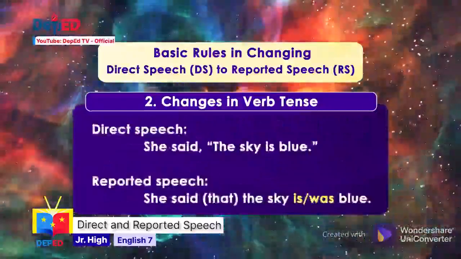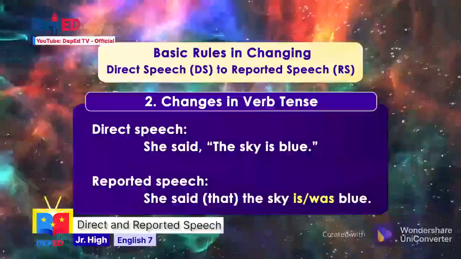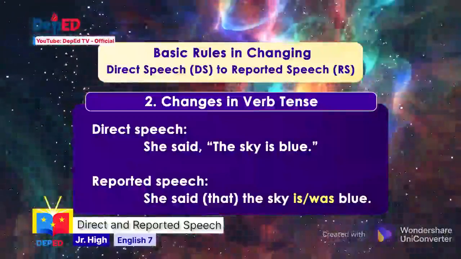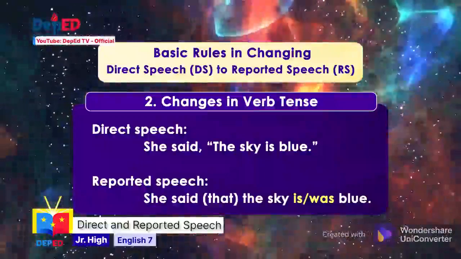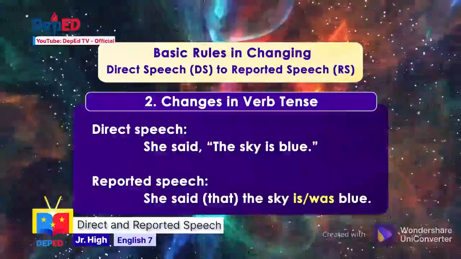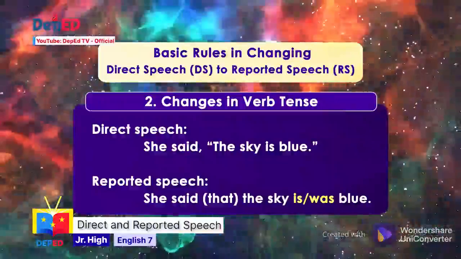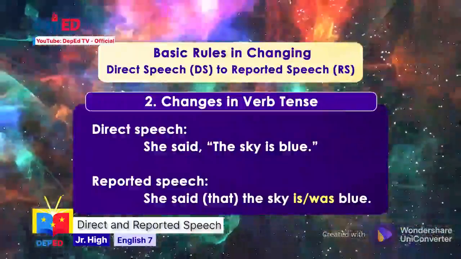For direct speech, she said, "The sky is blue." Reported speech, she said that the sky is blue. The verb was not changed into past tense. Take note that the use of the word "that" is optional in reported speech. Both of the following sentences are correct.